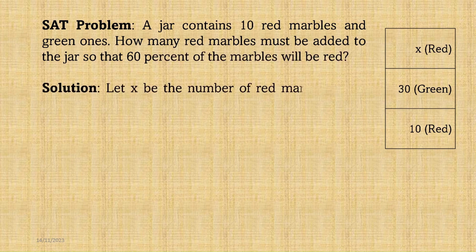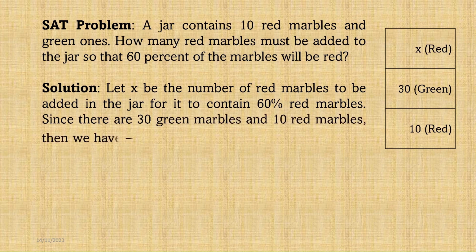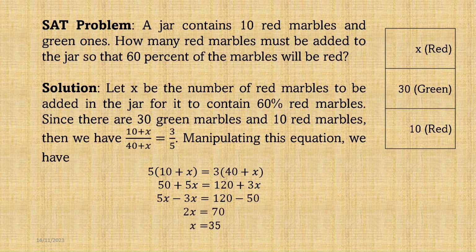Solution. Let X be the number of red marbles to be added in the jar for it to contain 60% red marbles. Since there are 30 green marbles and 10 red marbles, then we have 10 plus X over 40 plus X is equal to 3/5. Take note that 40 is the sum of the green and red marbles.